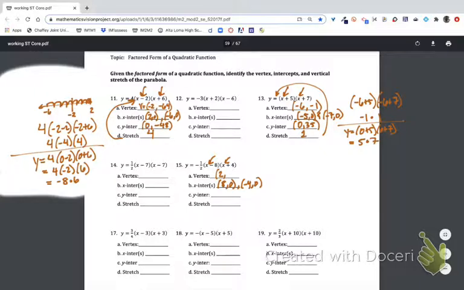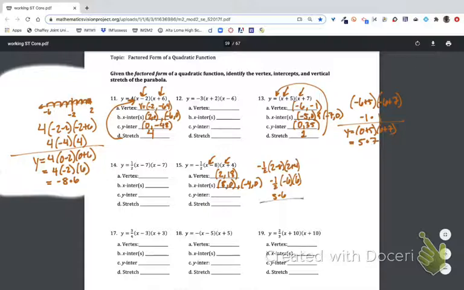2, plug in the 2, and we would have negative 1/2 times 2 minus 8 times 2 plus 4. So negative 1/2 times negative 6 times positive 6. That would be 3 times 6, which would give me 18.